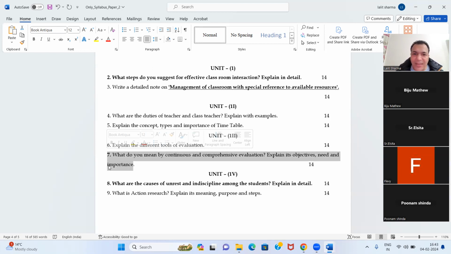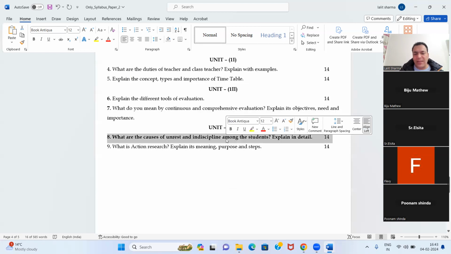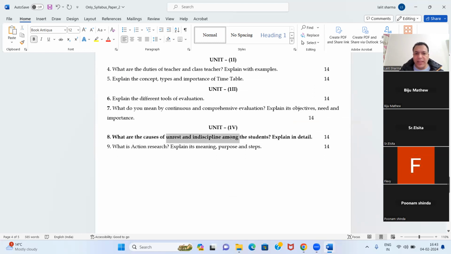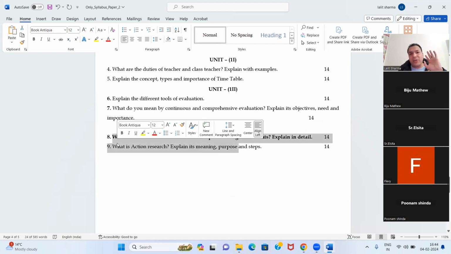Continuous and comprehensive evaluation. और last में ये तो always आता ही आता है. From many papers I'm seeing that this question always comes: what are the causes of unrest and indiscipline among students? और action research का भी guys always आता है. What do you mean by action research? Need and importance and steps of action research. So this is very easy.